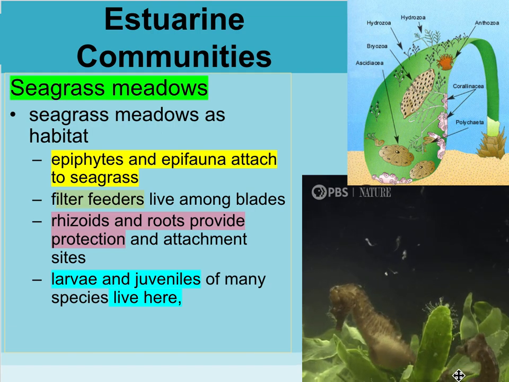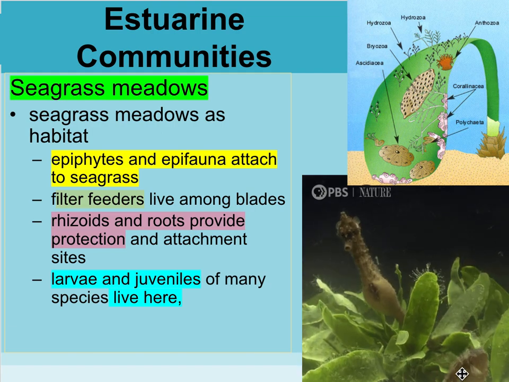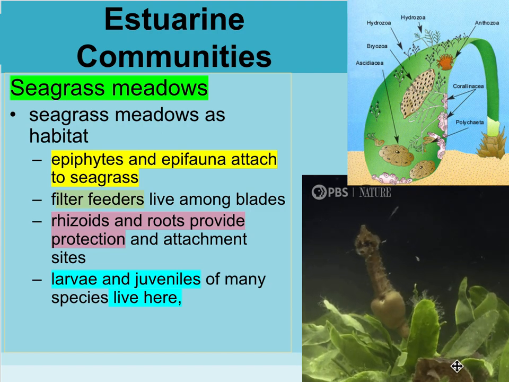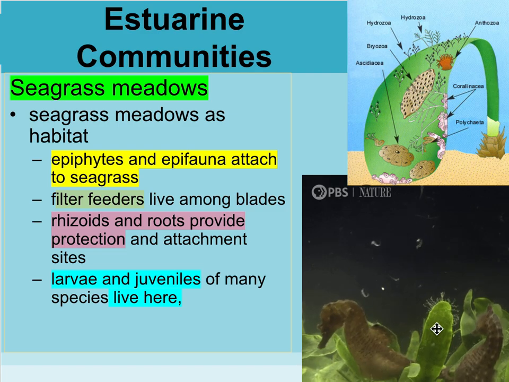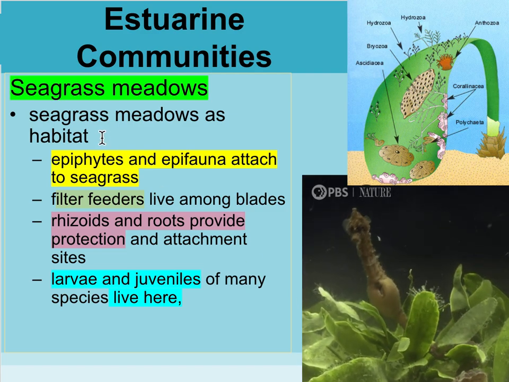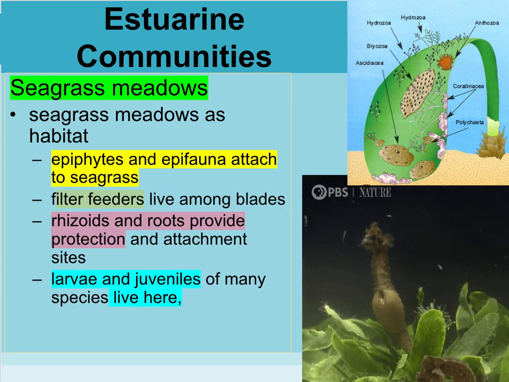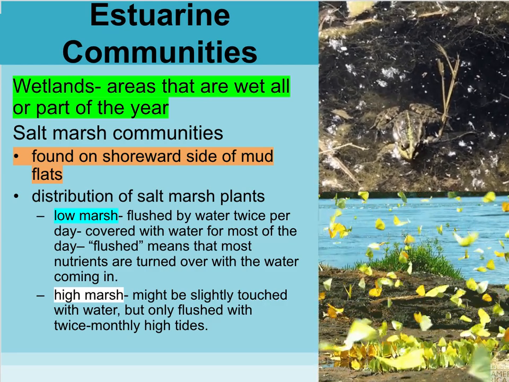Here you can see a seahorse, and it's the males that give birth in seahorses, and he is grabbing onto the seagrass with his tail and then giving birth to all of his babies. So he's using the seagrass as the anchor as he gives birth, which is pretty cool.